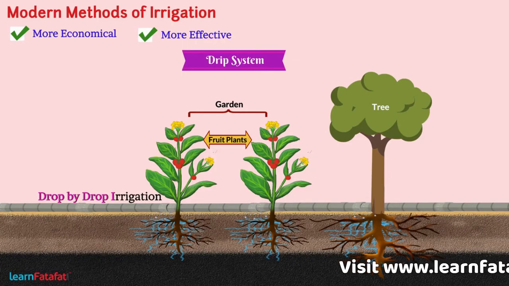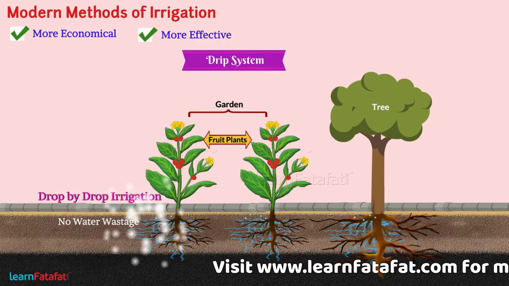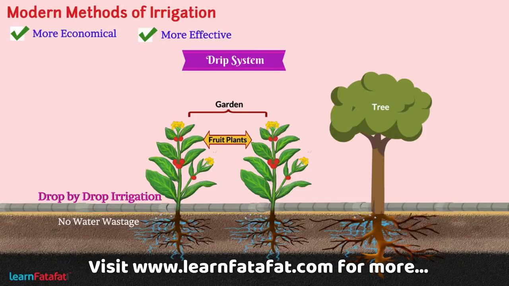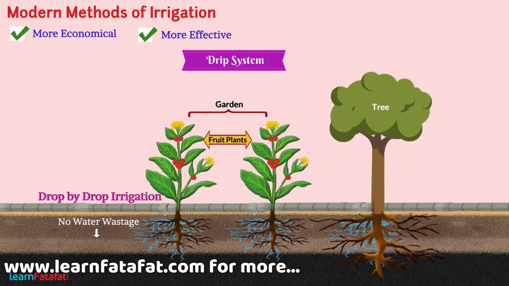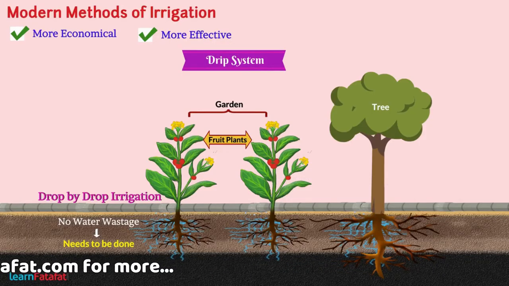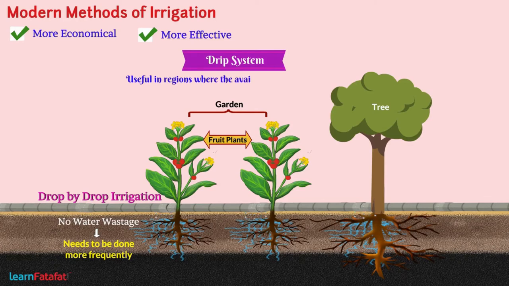Due to drop by drop irrigation, there is no water wastage in this system. However, the irrigation needs to be done more frequently. This system is very useful in the regions where the availability of water is poor.